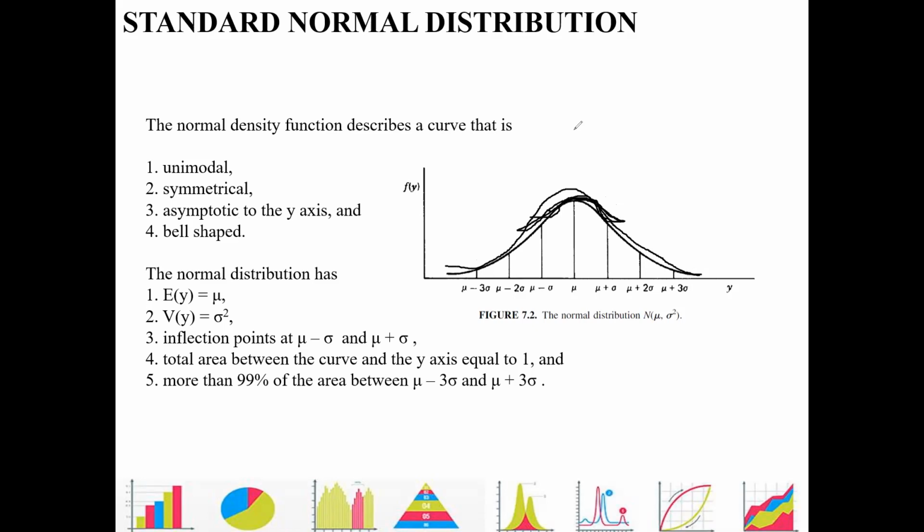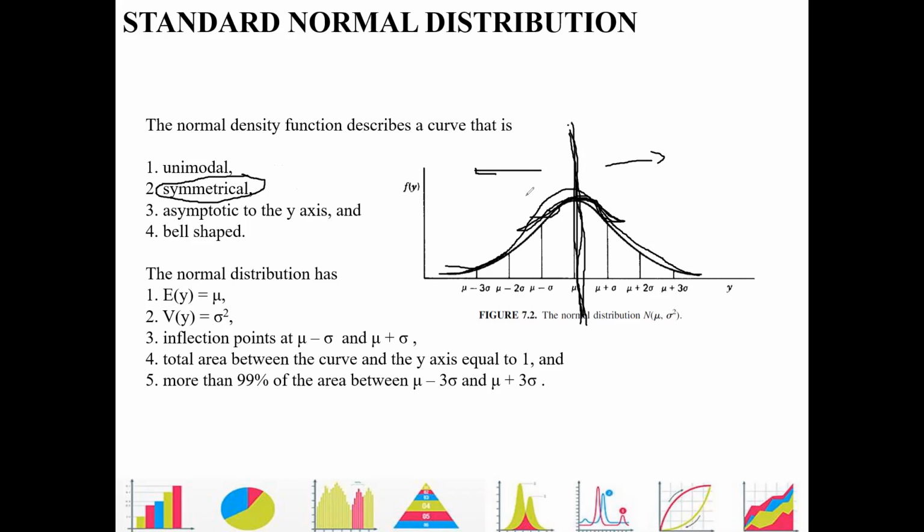Symmetrical, ibig sabihin, almost but not quite. Pag sinabi natin symmetrical kasi, symmetrical is same ang area for both sides nung mean papunta sa left side and sa right side. So mapapansin nyo kapag naglagay ako ng line sa mean, same ang shape ng left and right. But hindi particularly pasok dito ang symmetrical. And asymptotic to the y-axis, meaning yung tip niya o yung inflection point niya is somehow touching the y-axis.